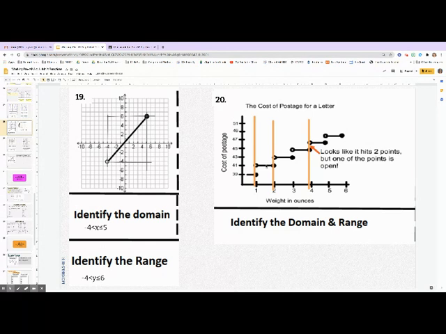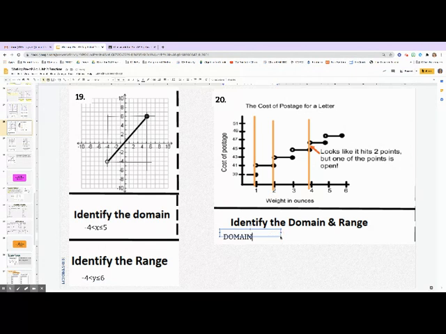This is a function that looks unlike any other function we've seen before. But it is continuous because you can find multiple points along each one of these lines. It looks like it hits 2 points, this one and this one, but only one of the points is open. So it is a function because even though these are over the top of each other, this point is not included. Every point up to that point is included, but not that one. It is included here in all these points, but not here. So this is a function. Let's find the domain and range.